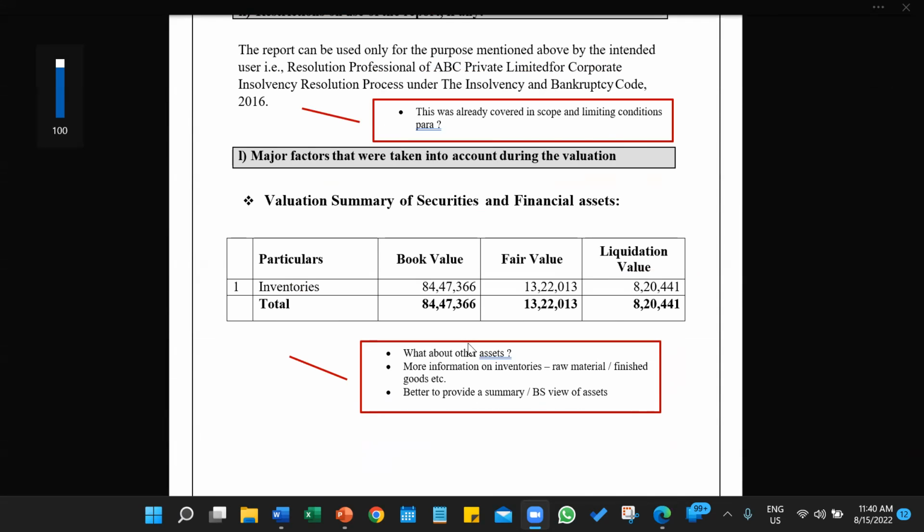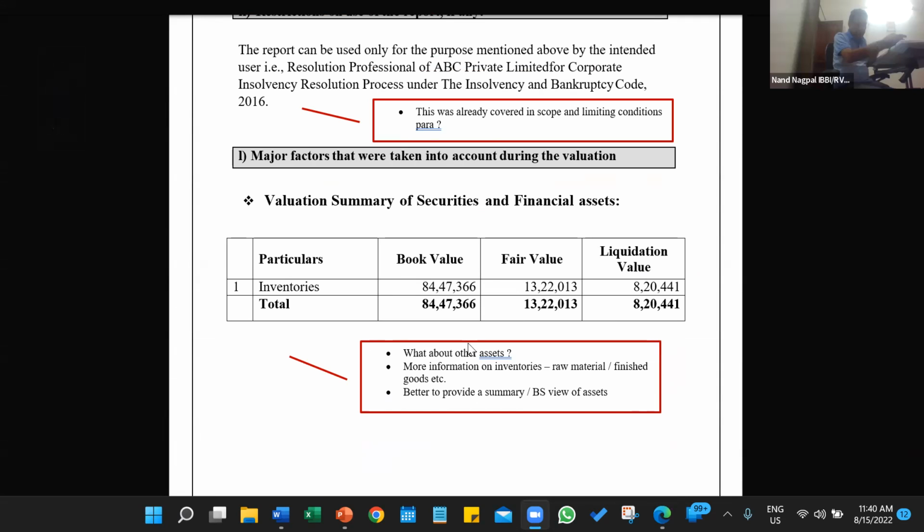So how can you get the balance sheet as on the date of commencement of CRP? Suresh, I'm so sorry, I'm not able to hear you. If you can speak a little louder, please. How can we get the balance sheet on the date of CRP?